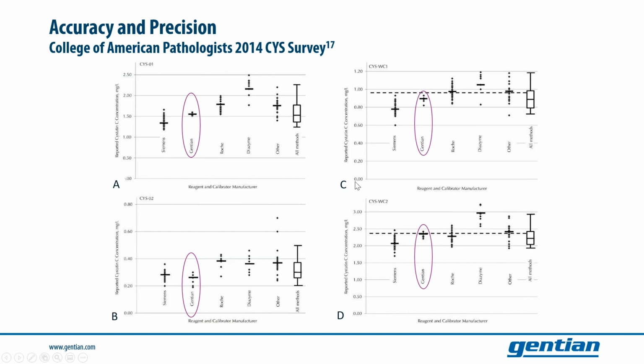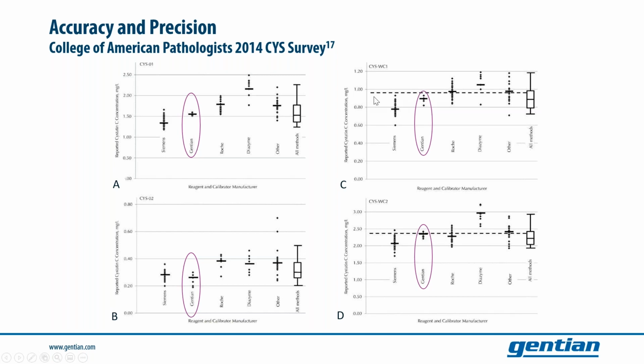When it comes to samples C and D, these were both assigned a value. So the correct value here should be 0.97. And you see that the Gentian method measures very close to this, and the others some below, some above, but Gentian well within, very close to the accurate measurement.